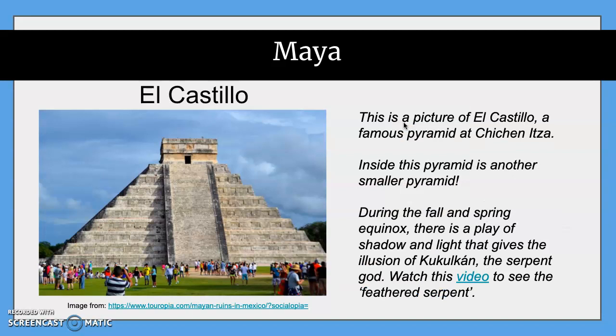This is a picture of El Castillo, a famous pyramid at Chichen Itza. Inside this pyramid is another, smaller pyramid. During the fall and spring equinox, there's a play of shadow and light that gives the illusion of Kukulkan, the serpent god. Watch the video to see the feathered serpent.